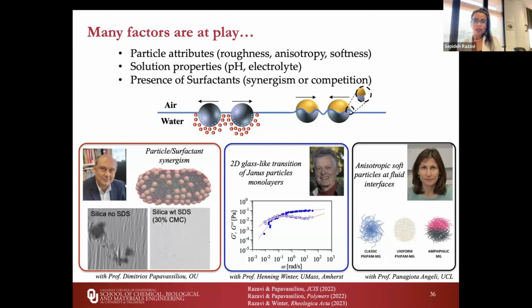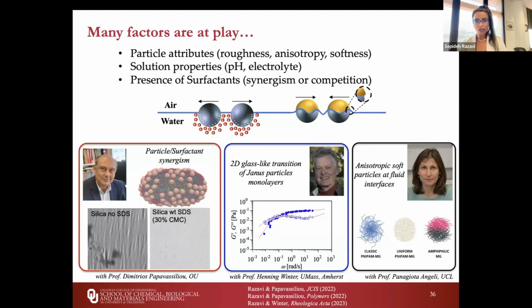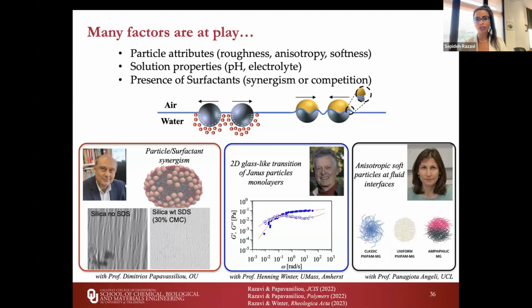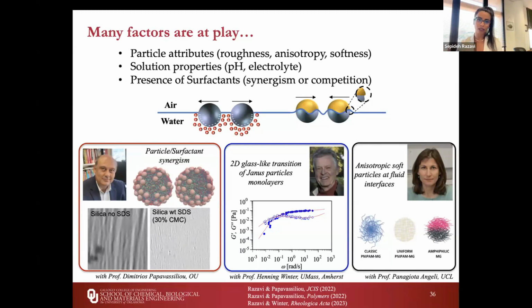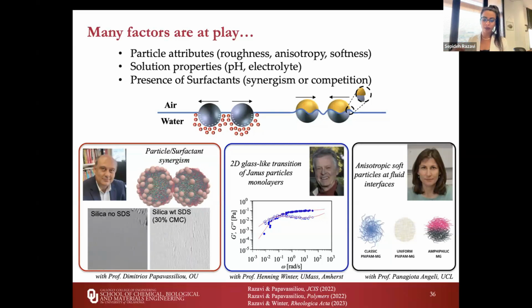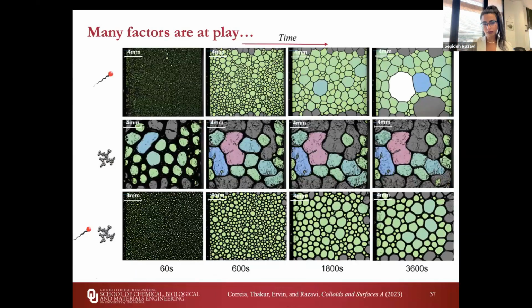Electrolytes, again, the same. And one very interesting factor is presence of surfactants. So oftentimes surfactants are used to basically adsorb on the particle surface and change the properties. What we are working on is even similarly charged particles and surfactants, and we are seeing very interesting behavior where actually the particle and surfactant mixture is very different than either of those, and they're working synergistically together, even though they are both negatively charged in this case. So if you're interested, I can tell you some more about this work, which is in progress.